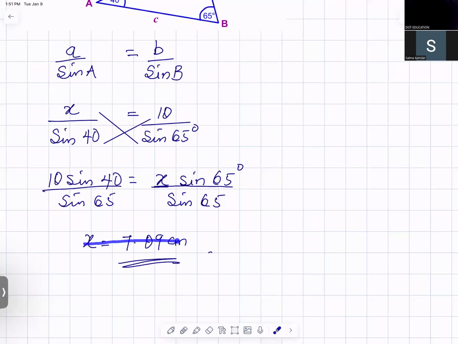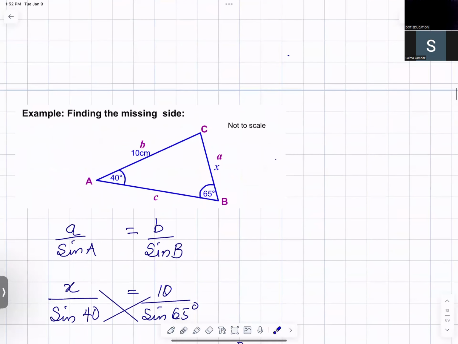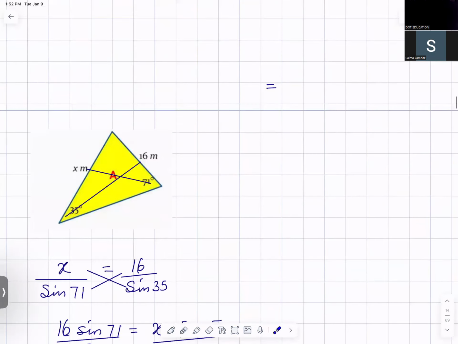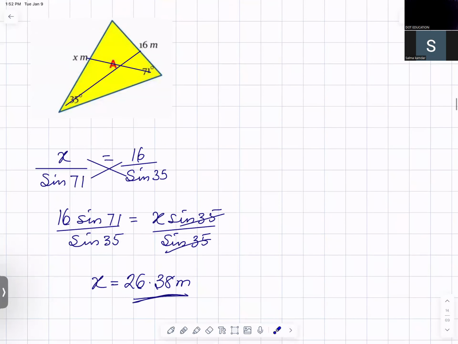So this will give me my x value, which is 7.09 cm. So I have gotten my x value as 7.09 cm. I'll take another question before I give you some work to try on your own.